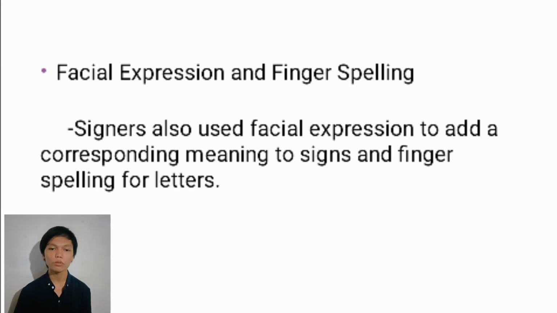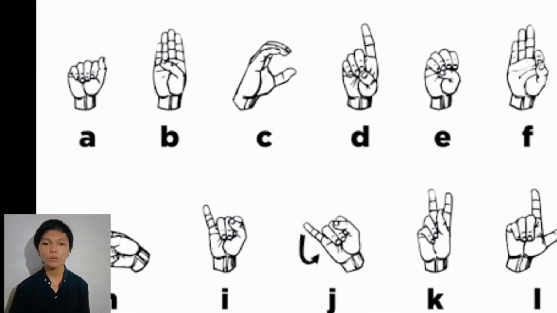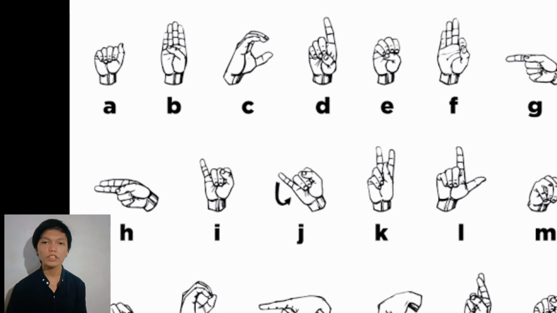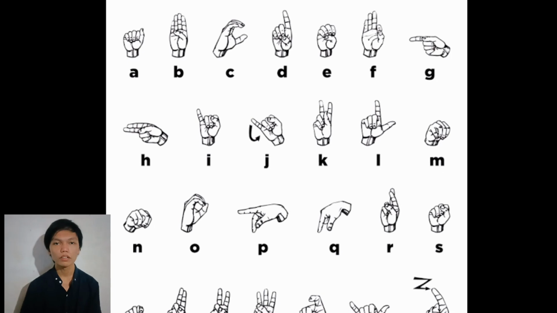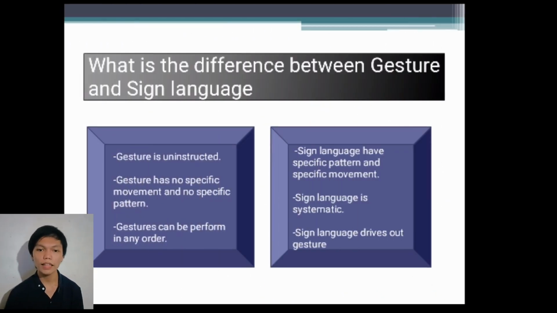Facial expressions are also used by signers to add a corresponding meaning to the signs. These are important functions served by non-manual components such as head movement, eye movement, and several specific types of facial expressions. Thank you is articulated with a head nod and a smiling face. Meanwhile, signers can also use finger spelling, which is a system of hand configuration used to represent letters of the alphabet.